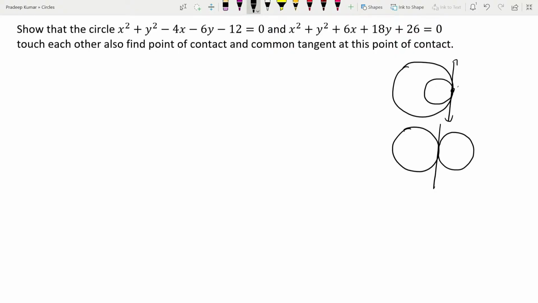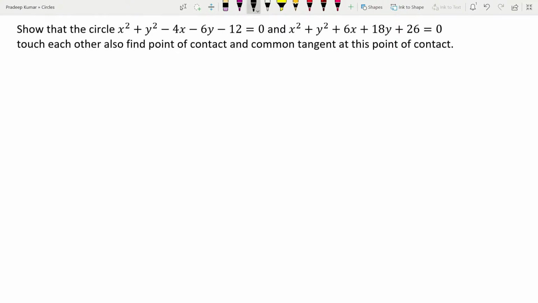I will draw this figure later because we don't know whether they're touching internally or externally. Then we'll have the clarity. So let's go forward and we'll start solving. I'm removing these figures for now since we don't know how the circles are touching. So let's go forward.